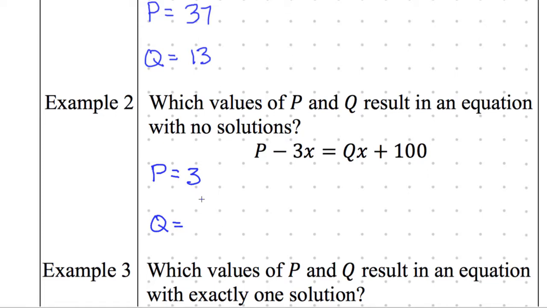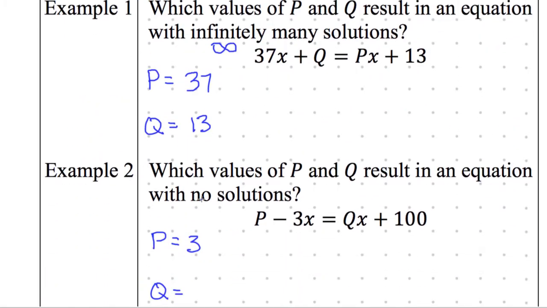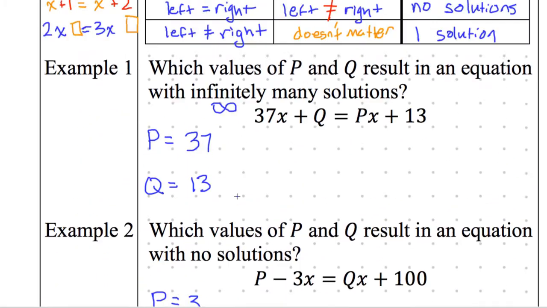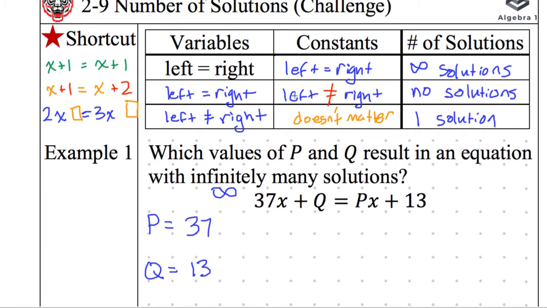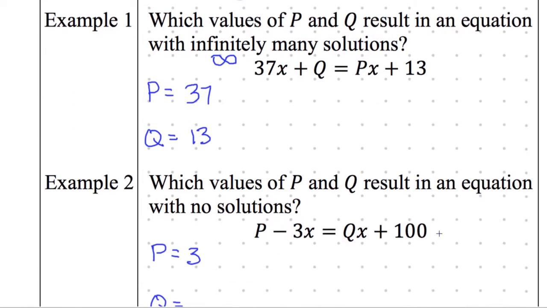and there's a 3 right there. Yeah, so P is a constant. There's no x next to it. And what do we know about constants for no solutions? The left cannot equal the right, so I have to choose a number other than 100. Well, 3 is a number other than 100, and he saw 3 there, so that's why he chose it. You're correct. Good job, Gunnar.